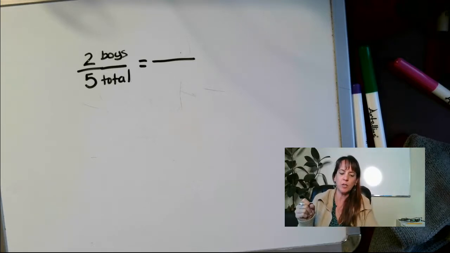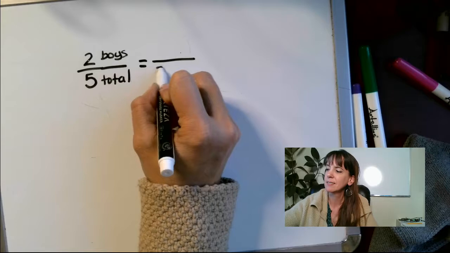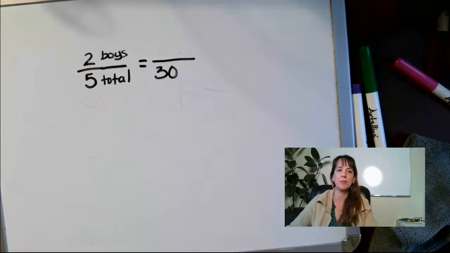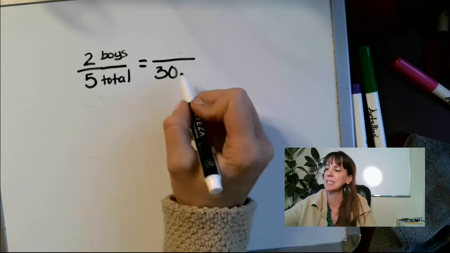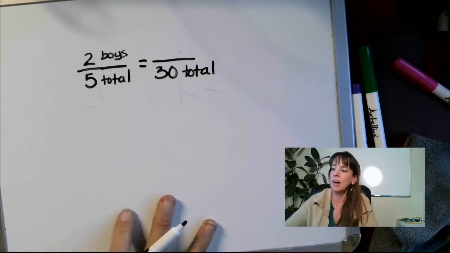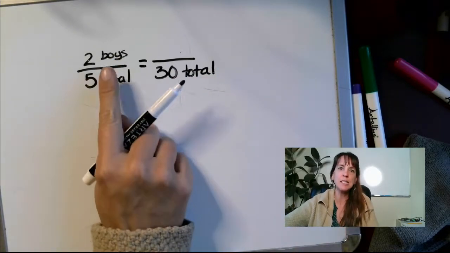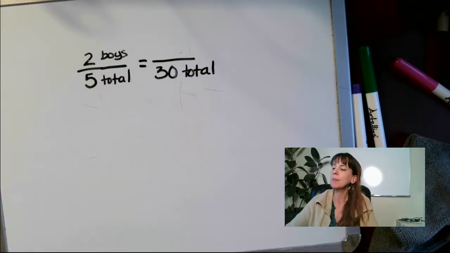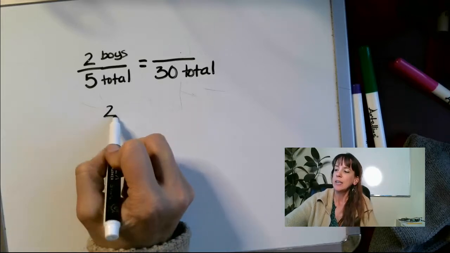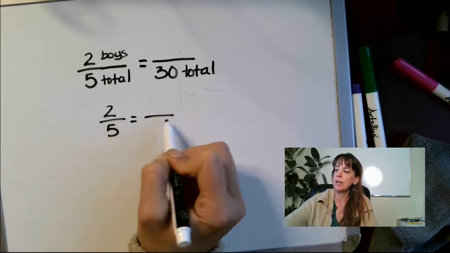So 2/5 of the 30 students in class are boys. 2/5 of the 30 students, right? That means 30 students total in class. That means we're going to put 30 down here, because that's our total. Now, I'm writing these units out just so you get a good idea about it, but that's not always necessary. It's really just 2/5 equals something out of 30.